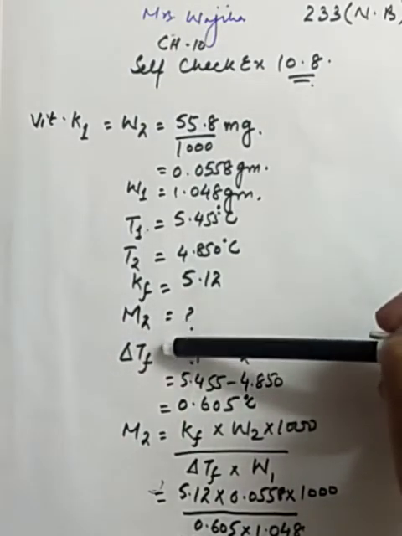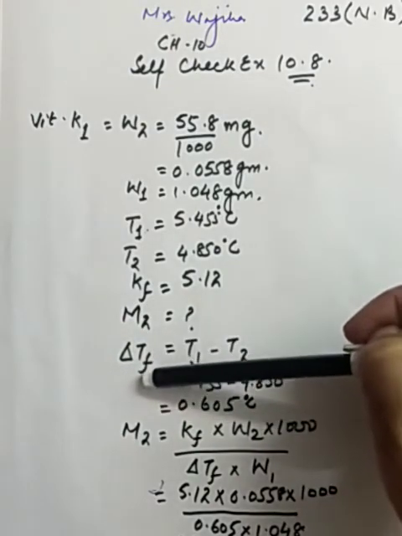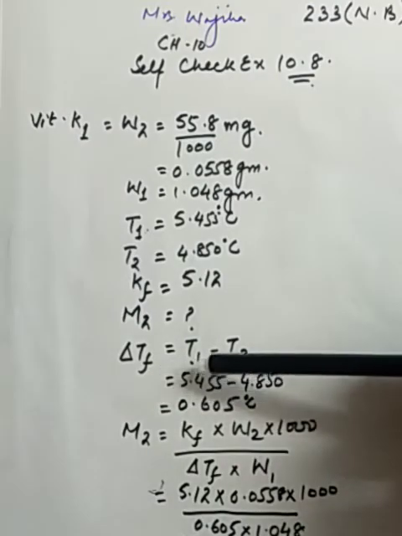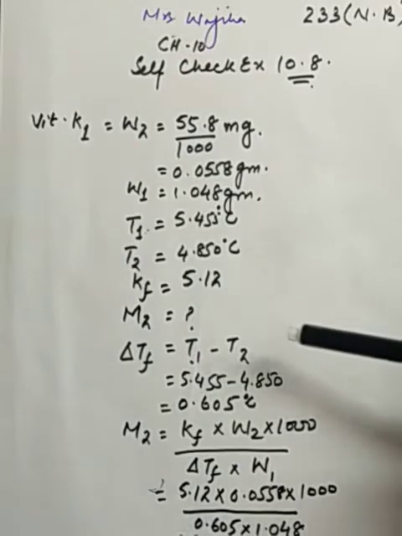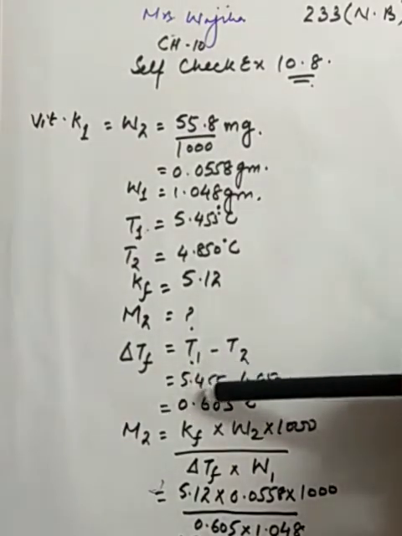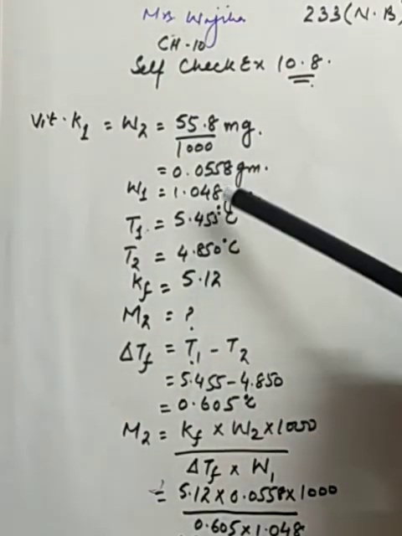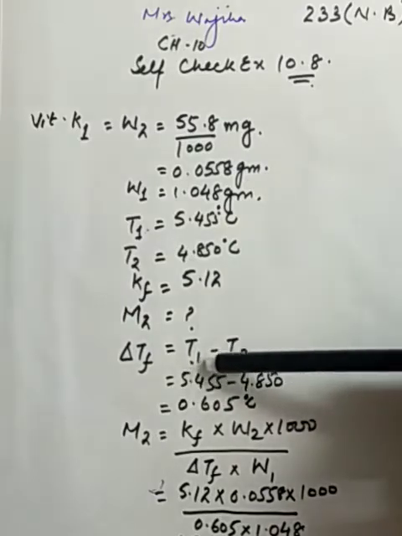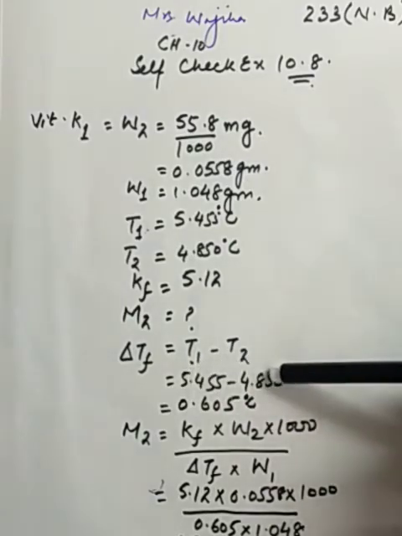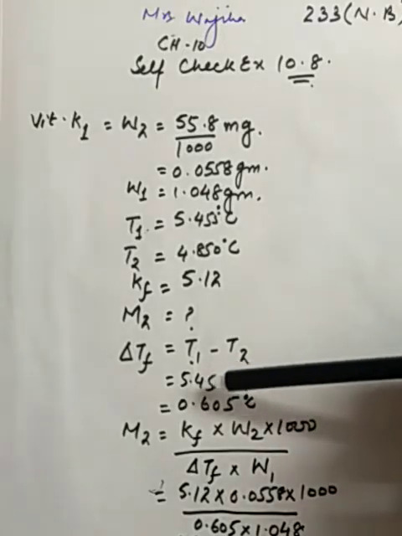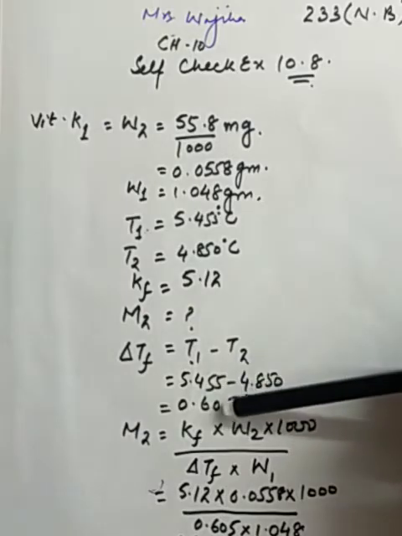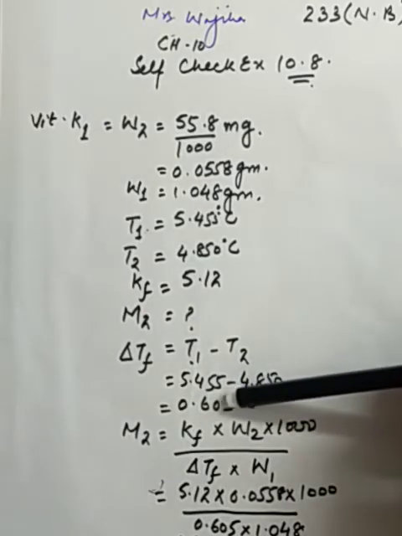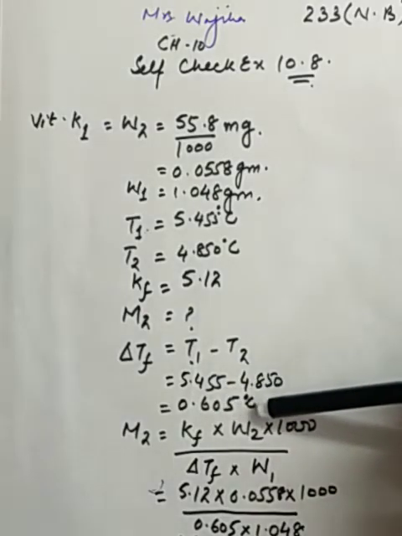For this purpose, first we calculate the value of delta Tf, which is equal to T1 minus T2. That is 5.455, the freezing point of benzene, minus the freezing point of the solution, that is 4.850. When we subtract it, the answer is equal to 0.605 degrees centigrade.